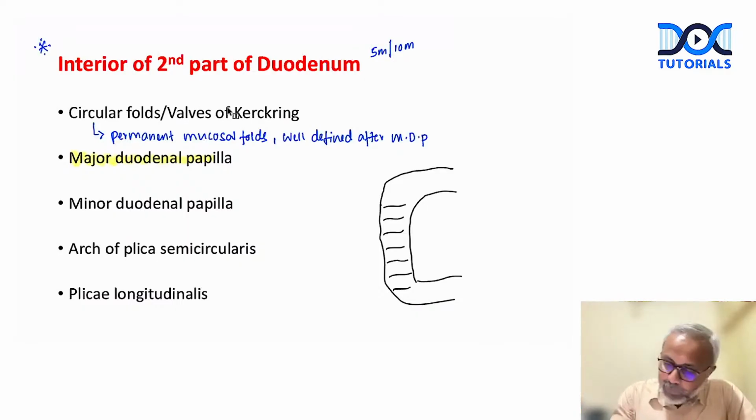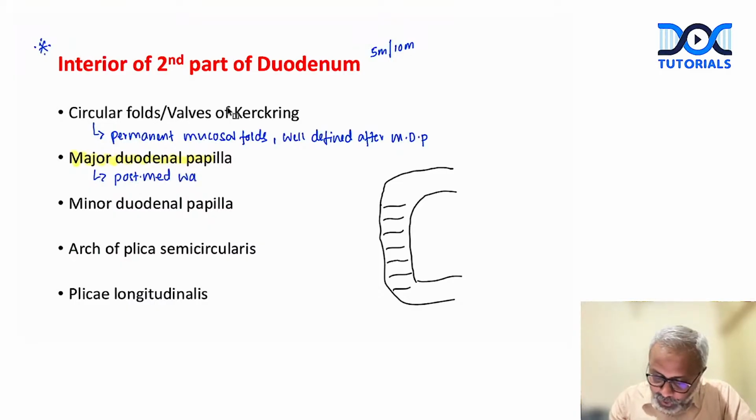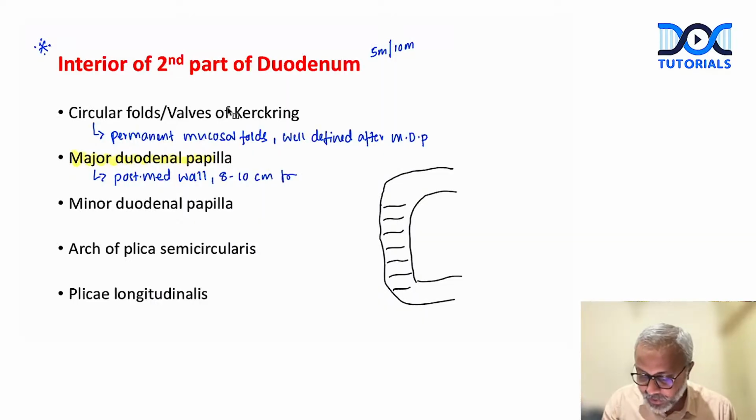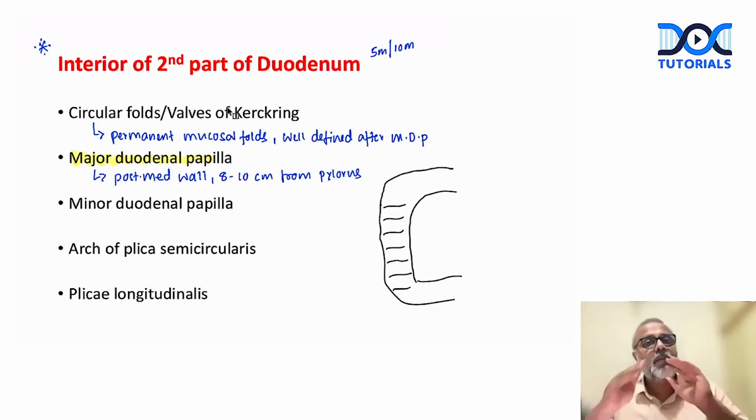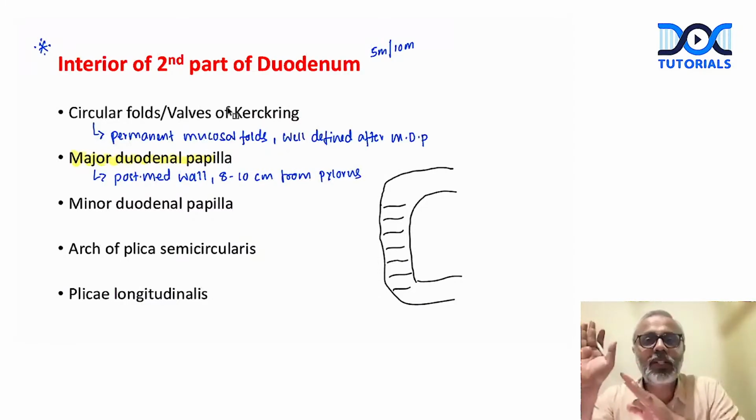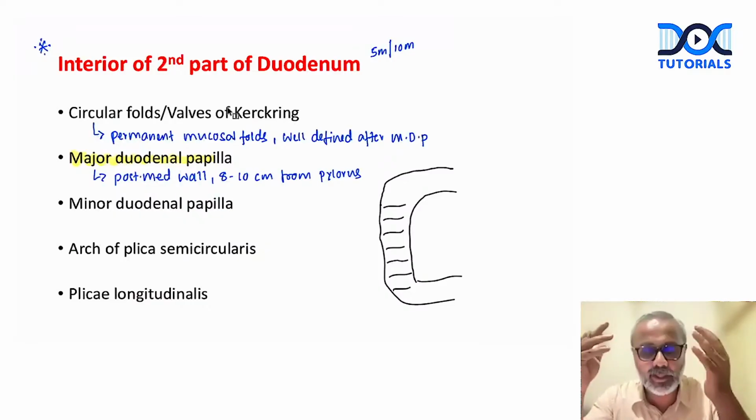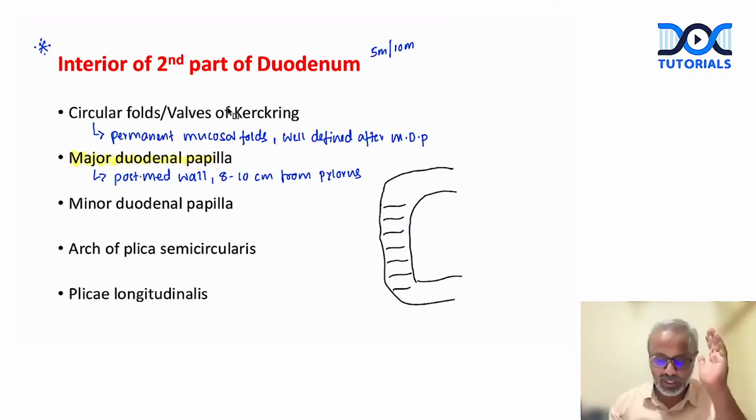Remember, the major duodenal papilla is present in the posteromedial wall of the second part of the duodenum, at a distance of about 8 to 10 centimeters from the pylorus. This is very important. Most of the time we end up writing major duodenal papilla and do not know what to write. So this is what we should write: it is present in the posteromedial wall, at a distance of 8 to 10 centimeters from the pylorus.